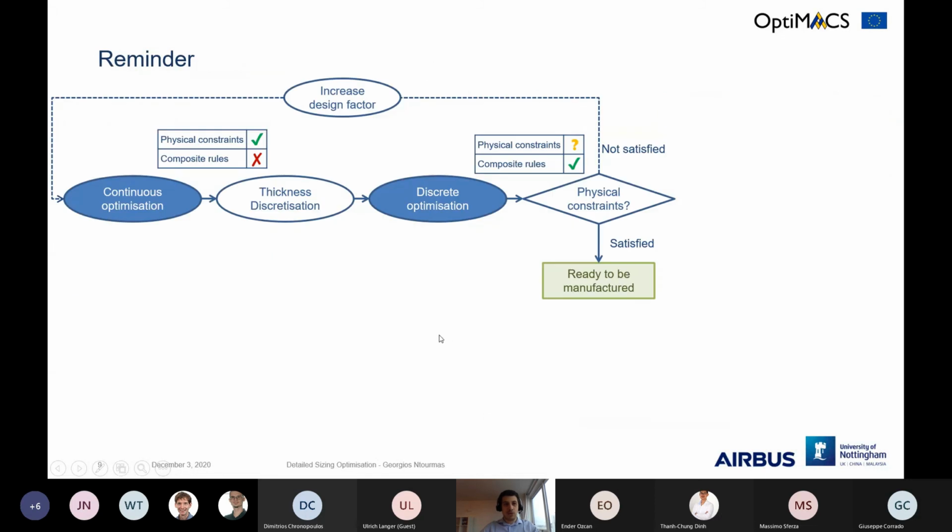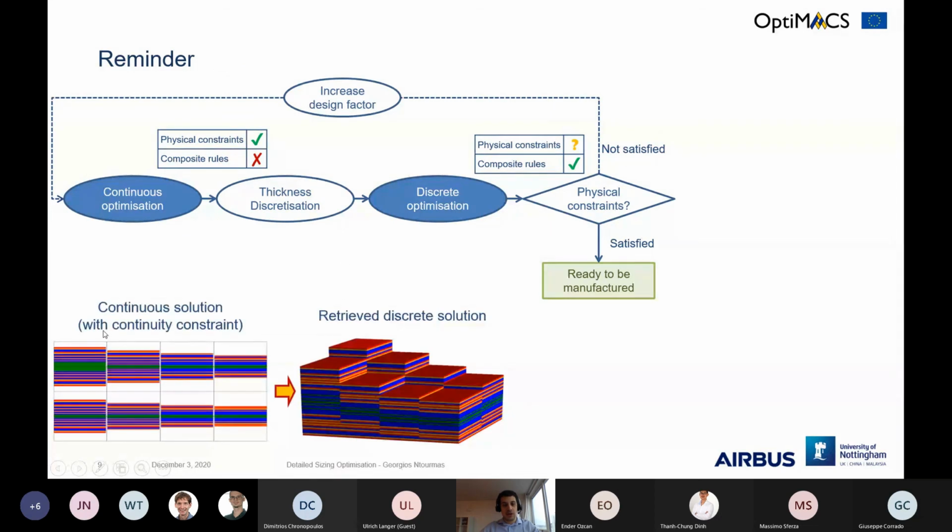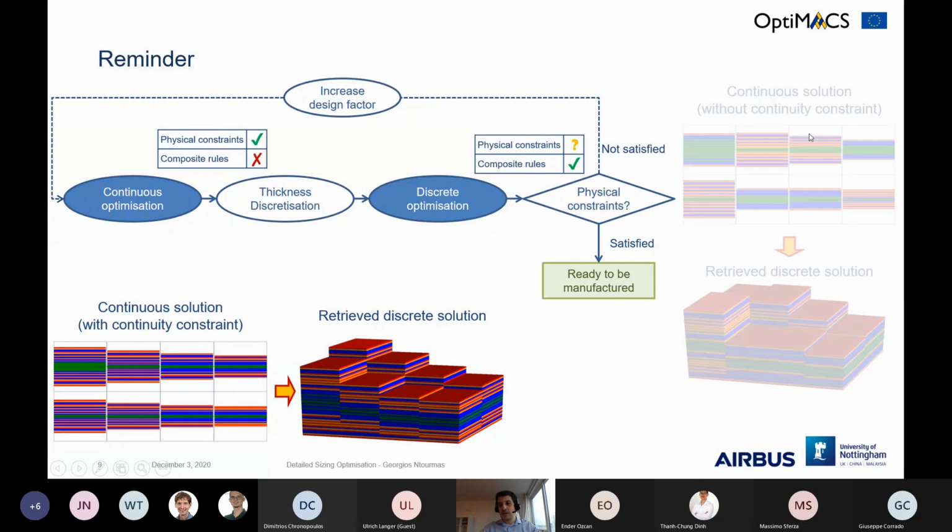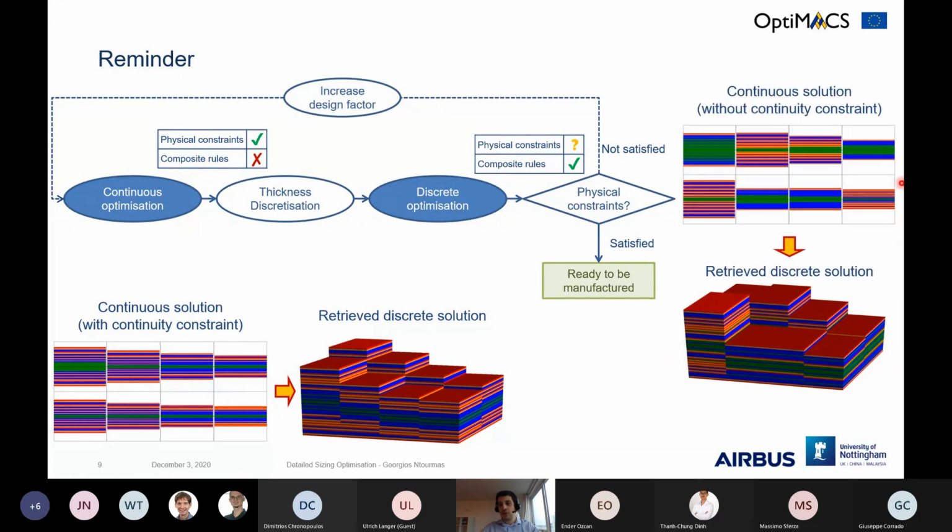Before I go on, I want to emphasize that no matter what input we provide to the discrete optimization, whether it is a rather good input, something homogenized coming out of a first-stage optimization with the continuity constraint activated, or a rather bad input, like the one we saw without any constraints, the discrete optimization is going to be able to find a feasible solution that satisfies all of the composite rules.